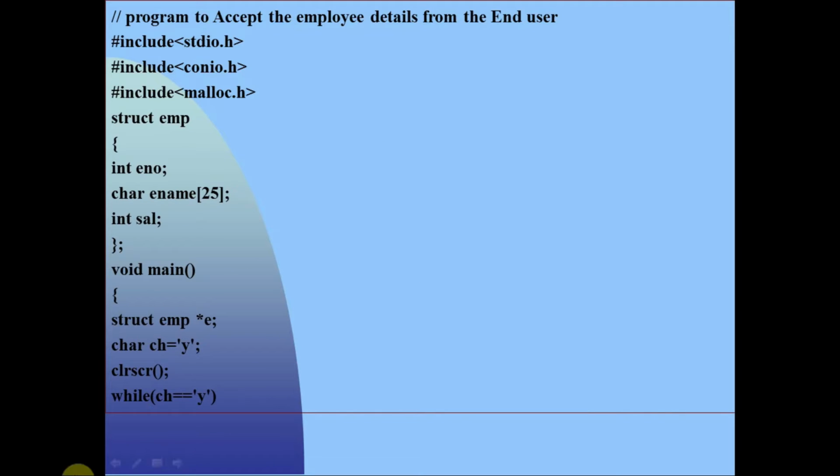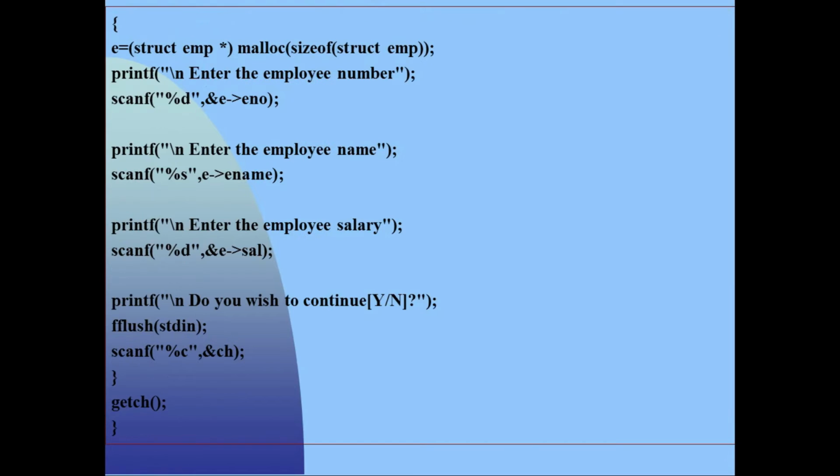So this is an example program. We are defining the data members of the structure. So struct emb is a structure name and emb asterisk e is a structure variable name. It represents the pointer. The first time, the condition while ch double equal to y is true because ch equals y, so the while loop is entered.